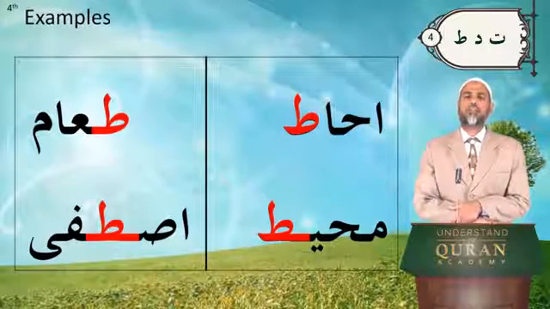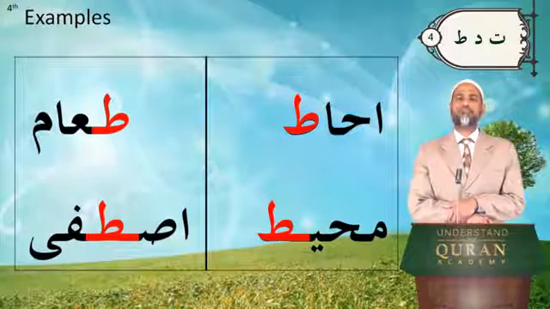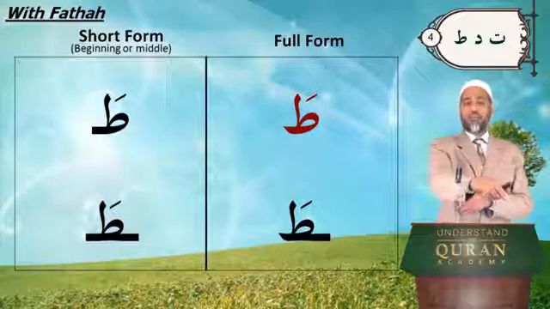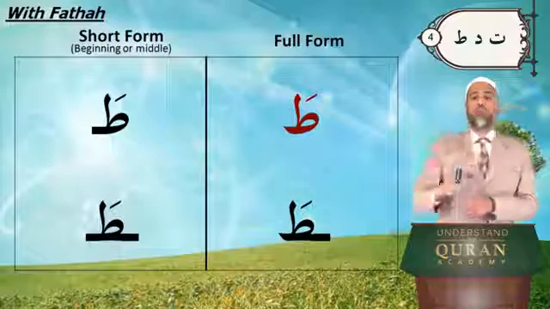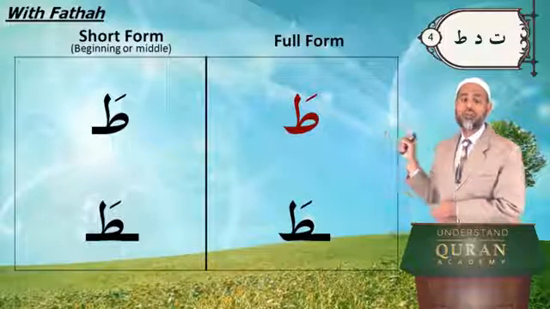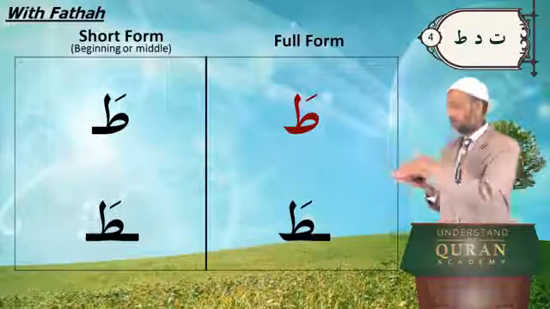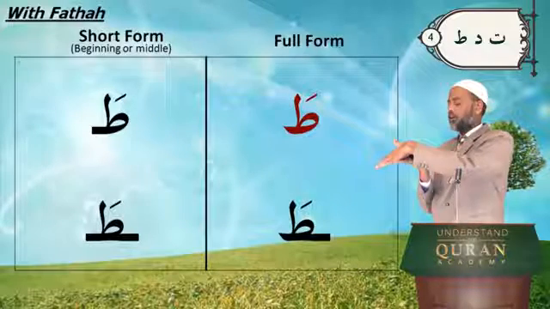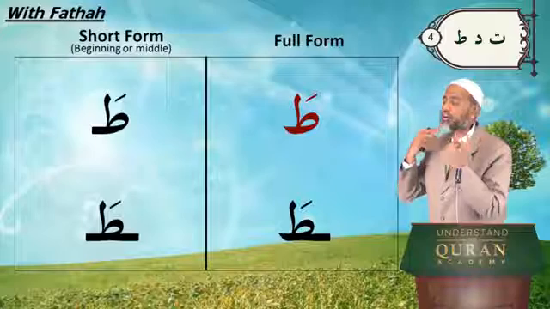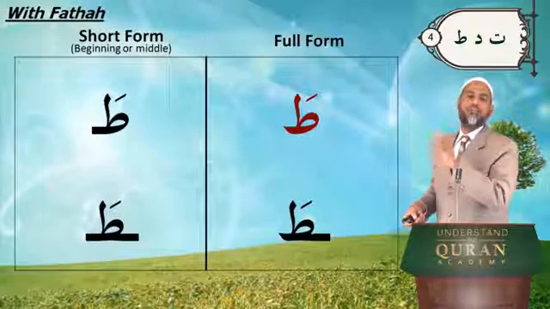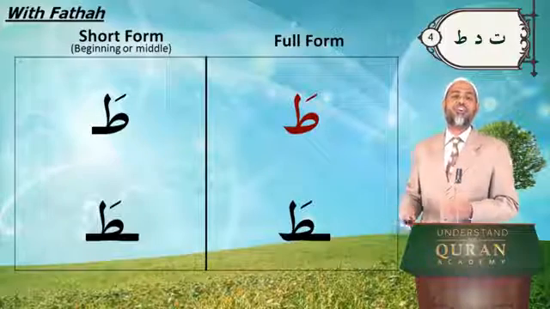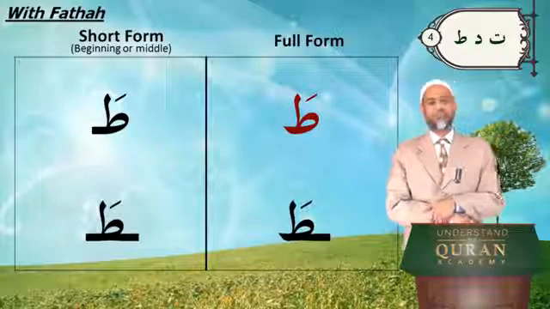Let's practice the letter ta with fatha. Ta. It's very thick, very thick and high. Ta, ta, ta. You have to touch the tip of your tongue to the upper gum. Okay. Ta, and make your tongue very thick. Ta, ta, ta. That's interesting.